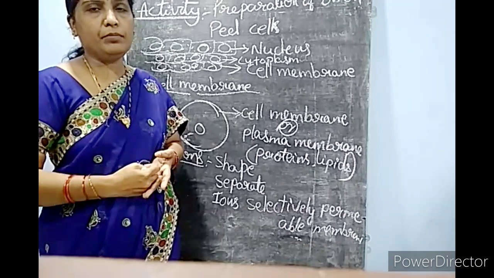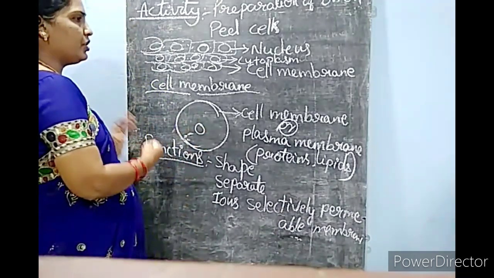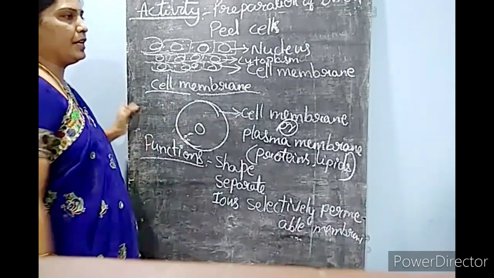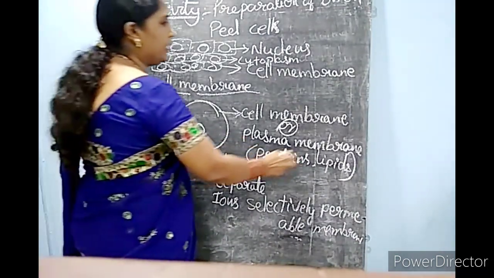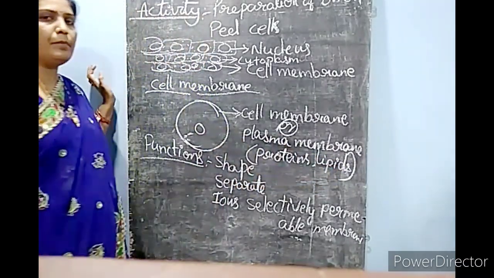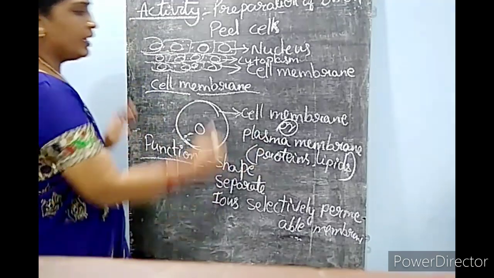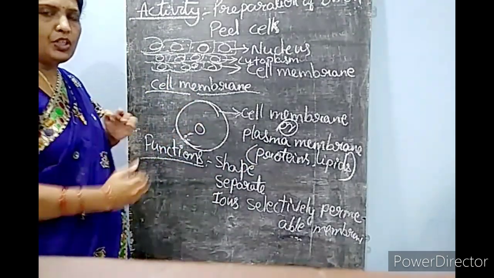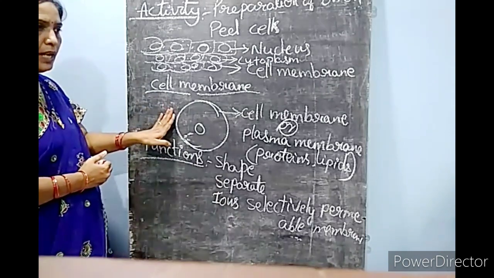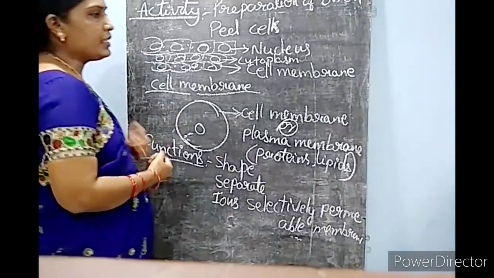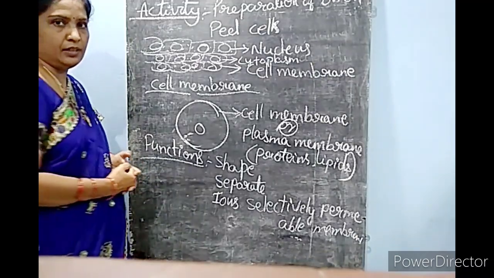It separates the surrounding cells from the other cell. So these are the functions of the plasma membrane, and it is made up of proteins and lipids. The cell membrane is made up of proteins and lipids. It helps to give shape to the cell. So these are the functions of the cell membrane. And next we go to the animal cell.